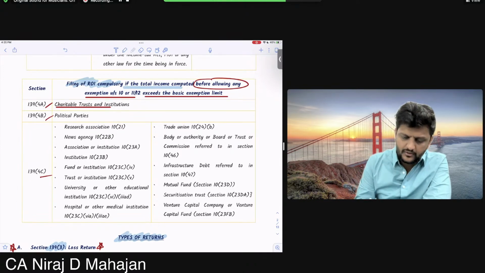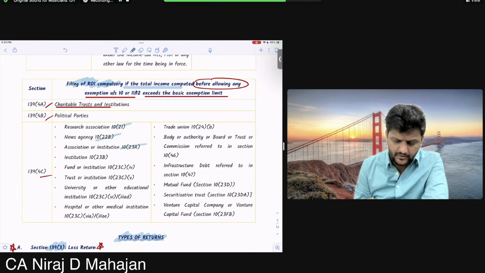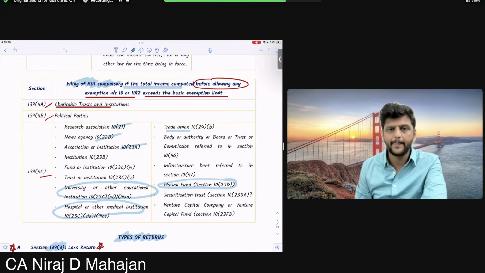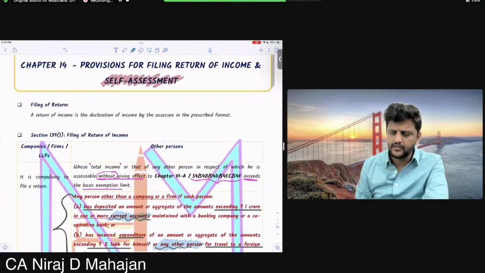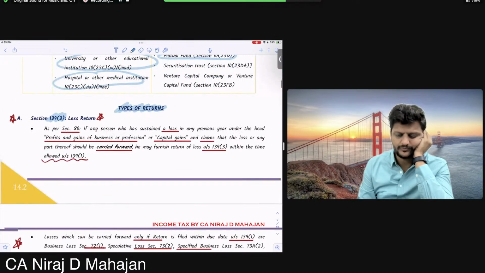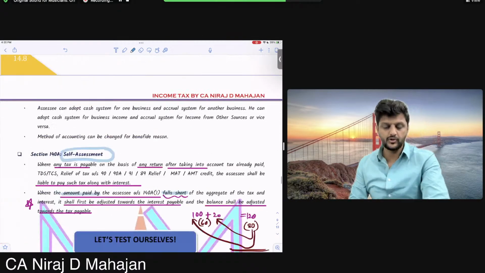Check quickly. Research association, news agency, association, some institution given under 10(23A), university or educational institutions, hospitals, trade union, mutual funds. Okay, everybody? Something similar like your individuals, before giving, you can say what? You can say effect of chapter VI-A. Right? Done, all of you? Go through the study material also once. Okay, everybody?